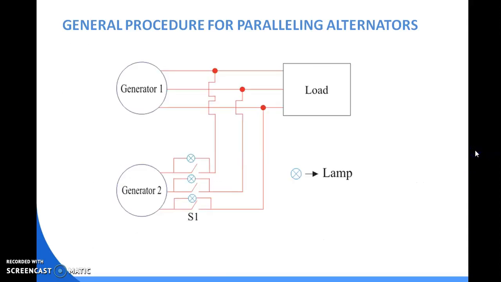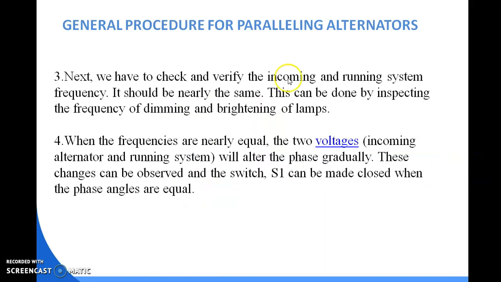So, each condition has to be satisfied. This is the general procedure. This is the 3 lamps. They are used to check the phase sequence of the machine. Next, we have to check and verify the incoming and running system frequency. It should be nearly the same. This can be done by inspecting the frequency of dimming and brightening of the lamps.